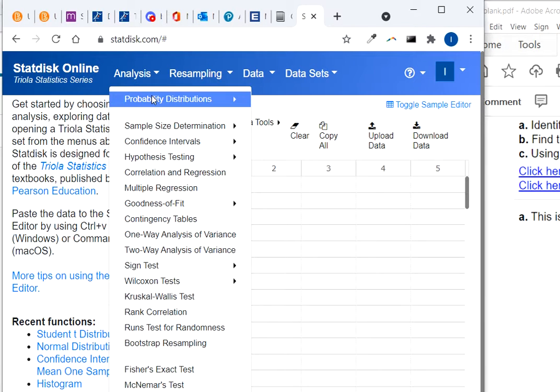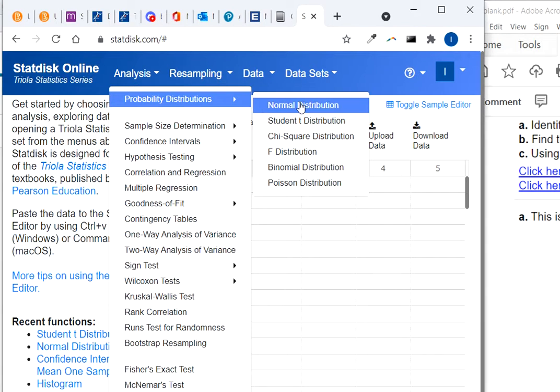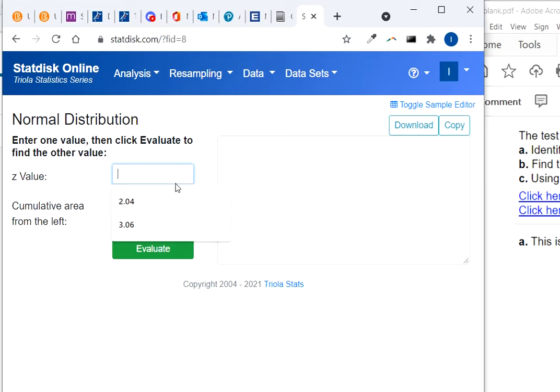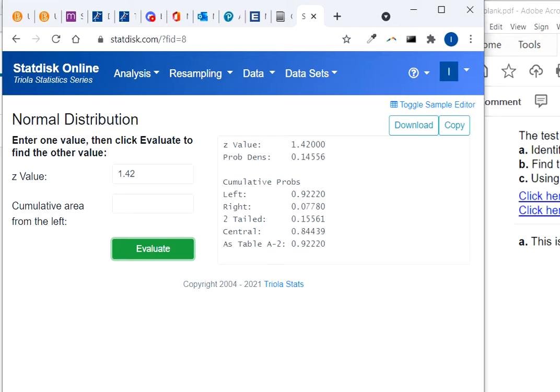Click Analysis, Probability Distributions, and we're talking about z-scores, that bell-shaped curve. So we're looking at a normal distribution. The z-value we got was 1.42, and then cumulative, we just need to hit 1. If you click Evaluate, that tells you the area to the left, area to the right, everything we need. So this is the key one, because we said this is a right-tailed test, so we just want the right-tailed value.